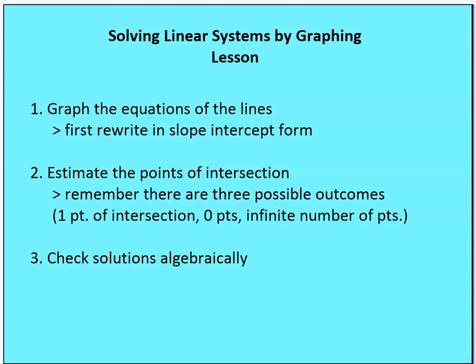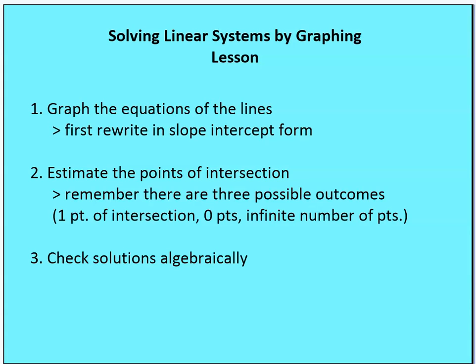So we're going to graph the equations of the lines first. And you want to rewrite them in slope-intercept form depending on the form that you're given. Then you're going to graph both the lines, and then you're going to estimate the points of intersection. When we say solving linear systems, a system incorporates more than one line, so 2 or 3 or 4 lines, or more. And when we say solve, we mean to find the points of intersection. That's what we mean by solving a linear system. So we want to first rewrite in slope-intercept form to graph it, then graph it, and then estimate the points of intersection.